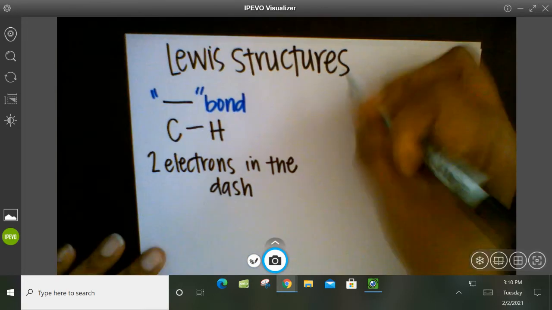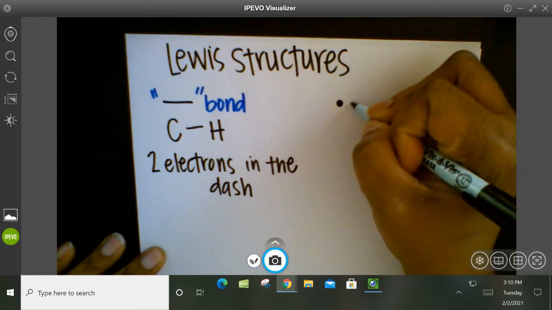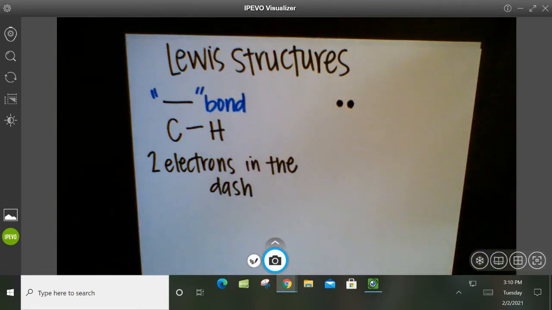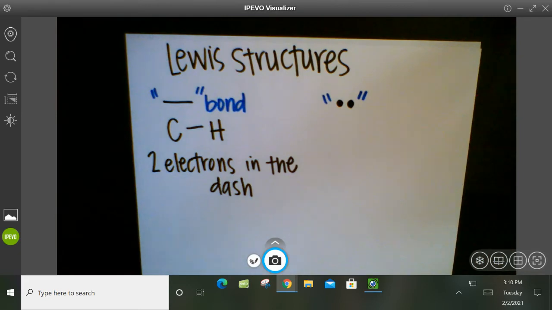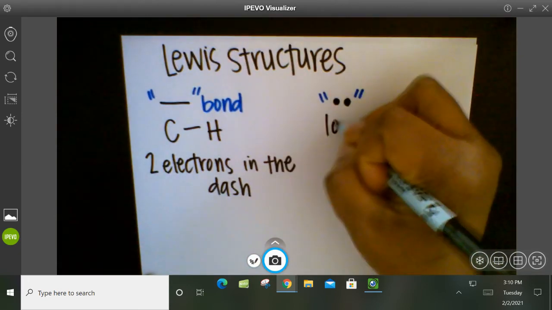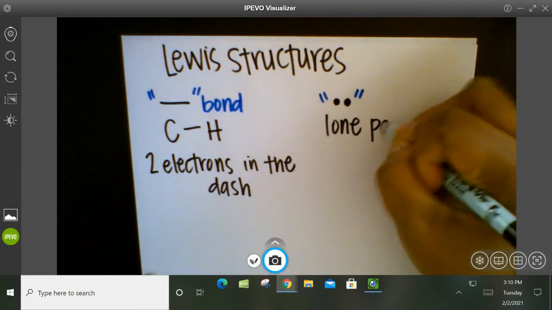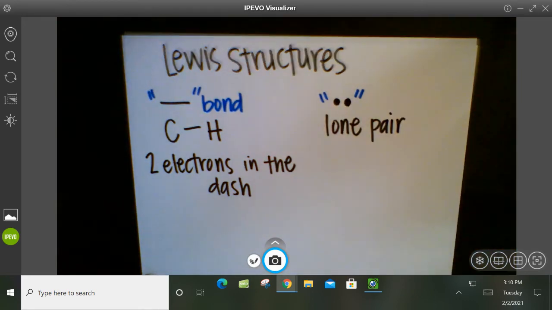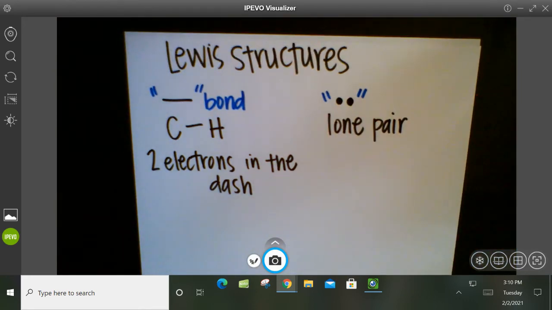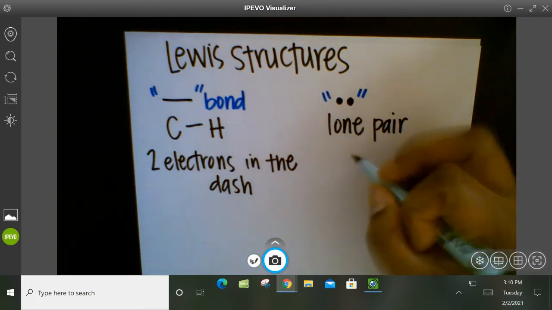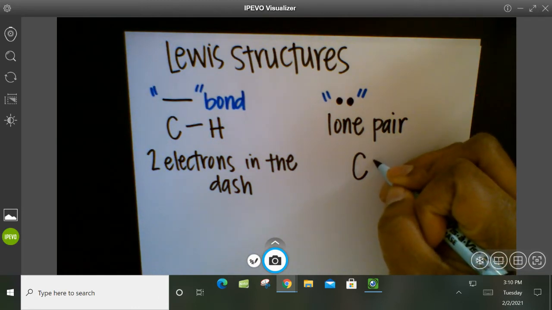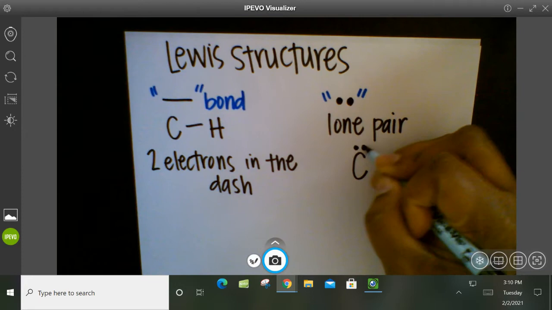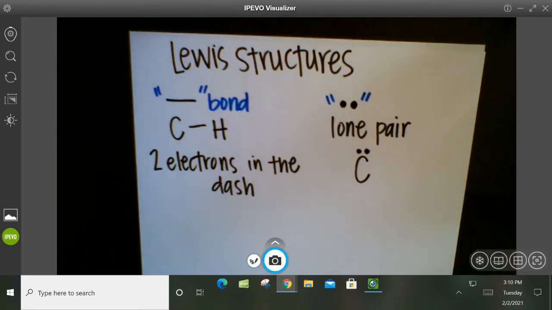Now, after we've gone through and we've bonded everything together, we still may have some valence electrons left over, and we represent them by two dots. Okay, and it's always going to be two dots, and these dots are known as lone pairs. So this is one lone pair, and if you have multiple, it would be however many lone pairs you have. And so, of course, that's two electrons there. And so think about electron dot diagrams. And so if you had a lone pair, it would be written out like that. All right.